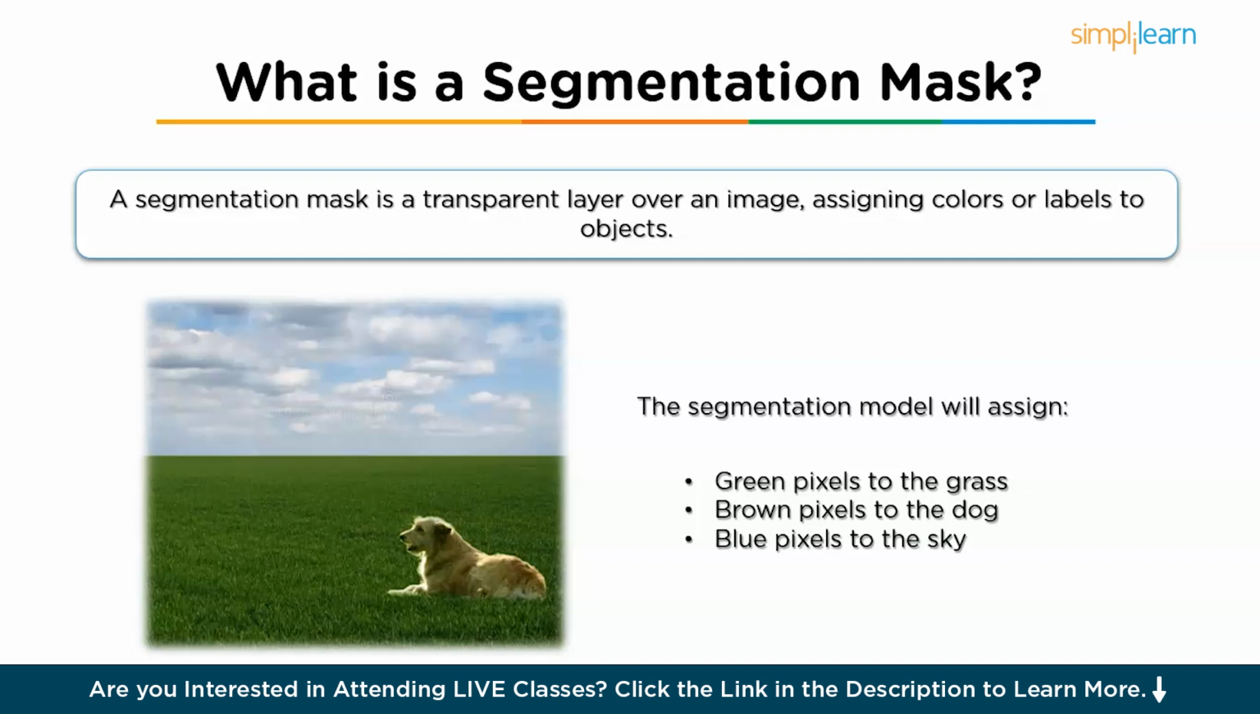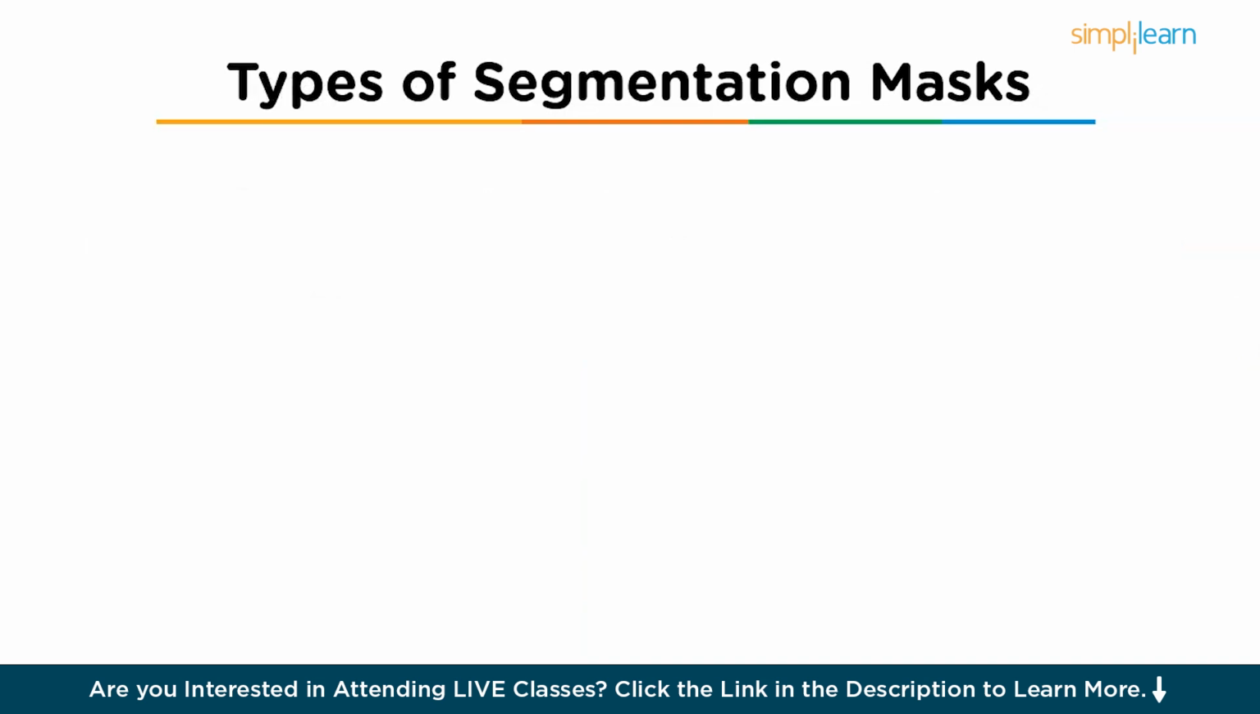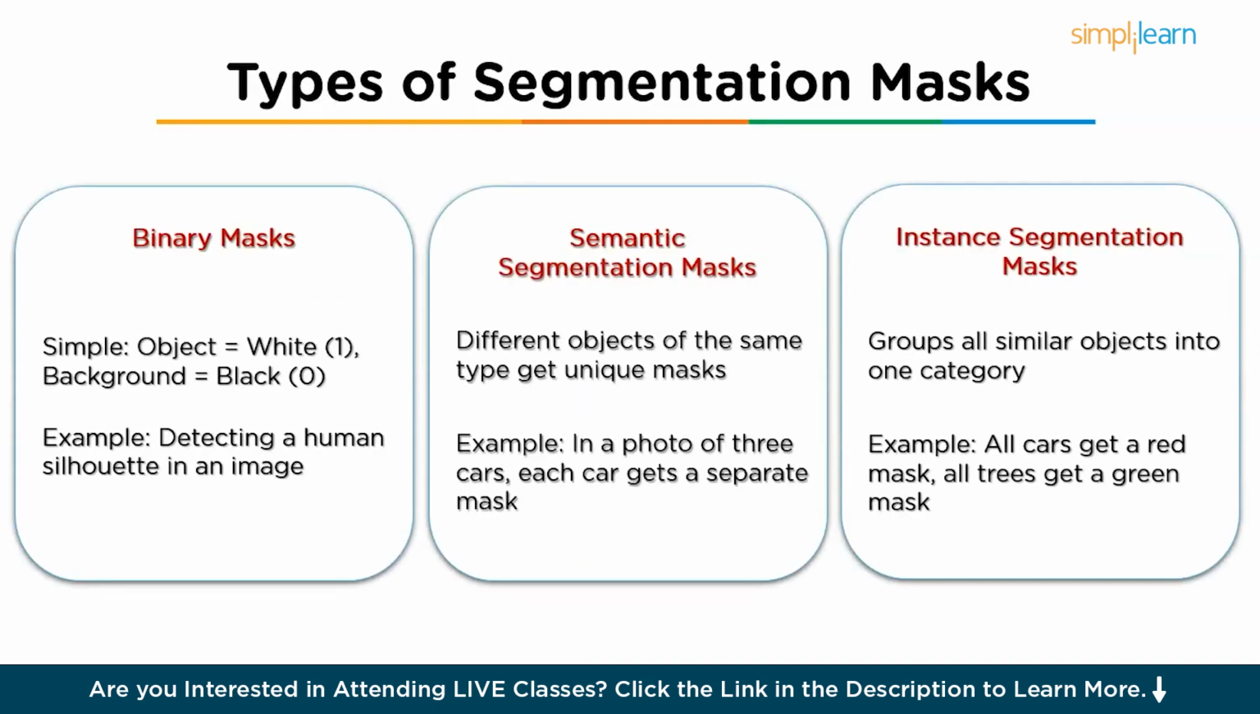So basically this colored mask helps the AI understand which pixel belongs to which objects. So now let's move on to some of the types of segmentation masks. Number one, we have the binary mask. It is also called the foreground versus background. So basically a binary mask is a simple way to separate objects from the background in an image.